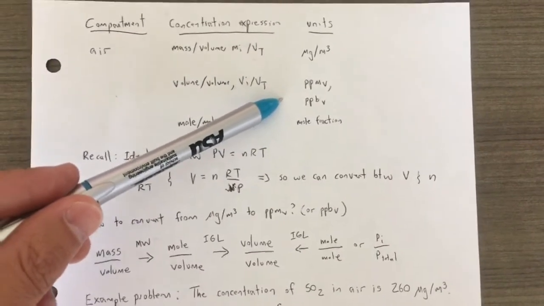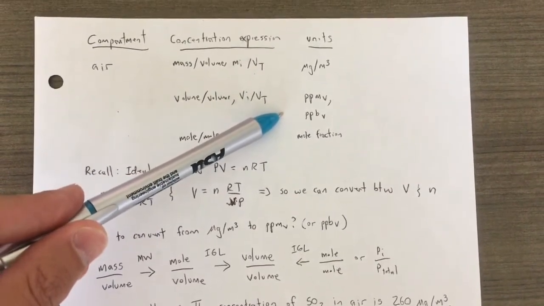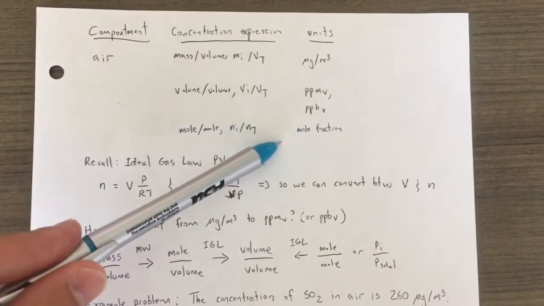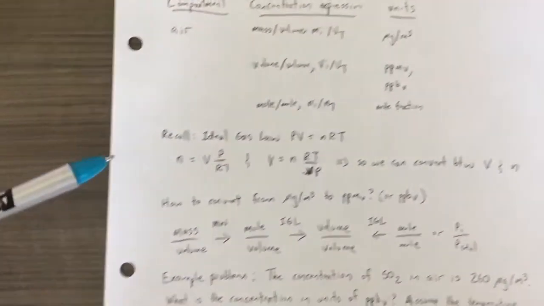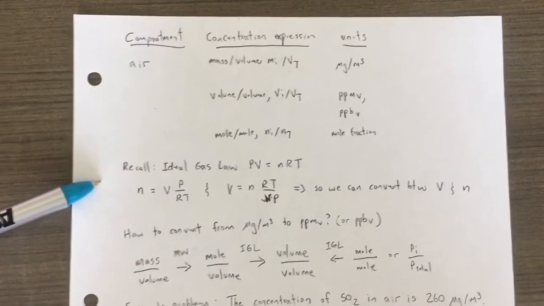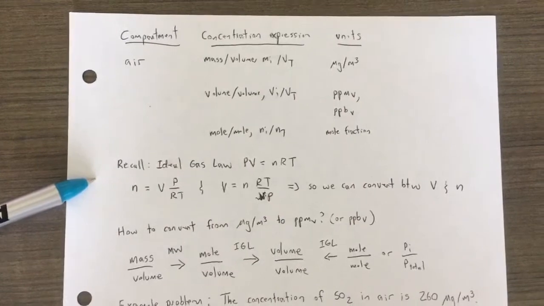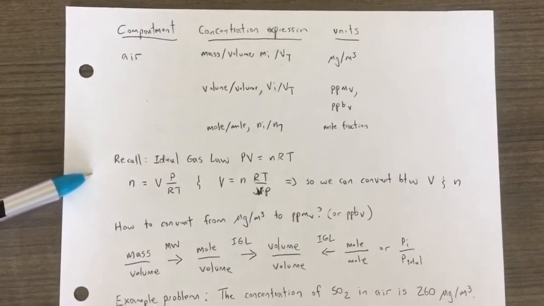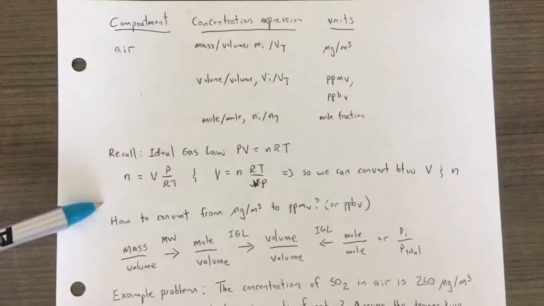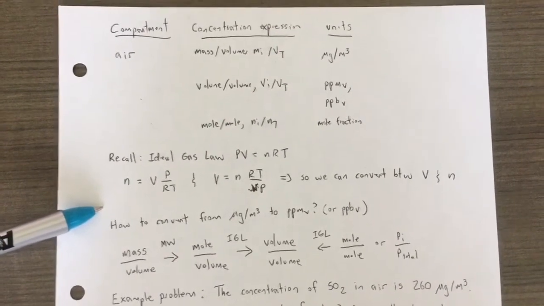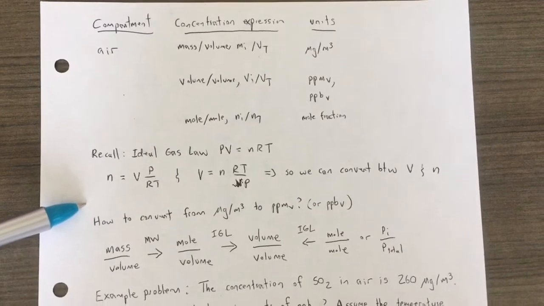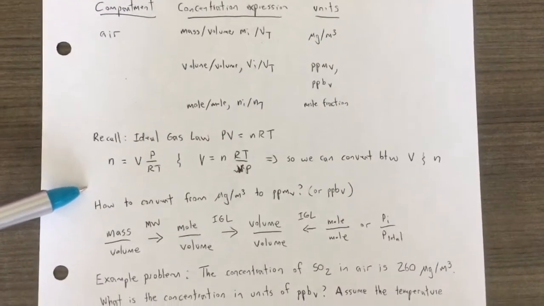When we're dealing with volume per volume, we'll see units of parts per million by volume, parts per billion by volume. Mole per mole is mole fraction. So a really key piece in looking at concentrations in air is the ideal gas law, which I'm sure everyone remembers from general chemistry, PV equals nRT. There are all kinds of ways to manipulate the ideal gas law so that we can get relationships between moles and volume, or volume and moles, or we could move pressure around. That'll come into play later.